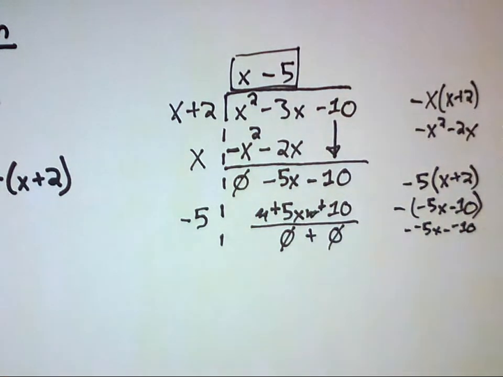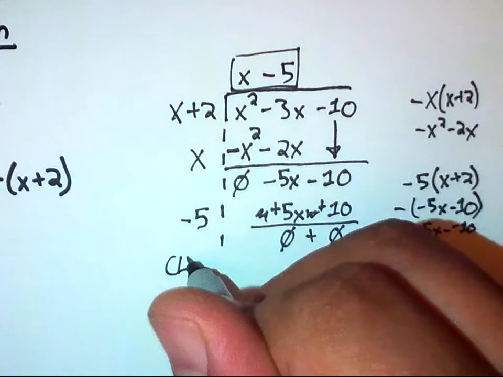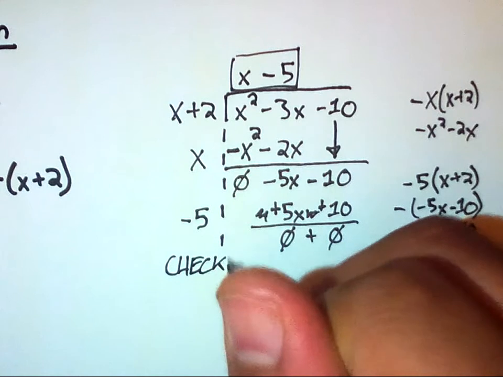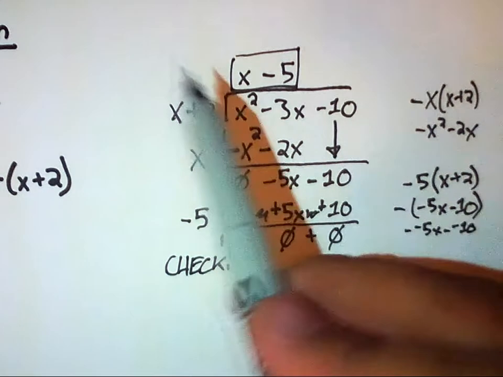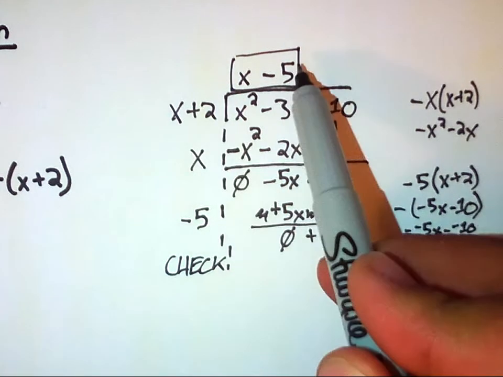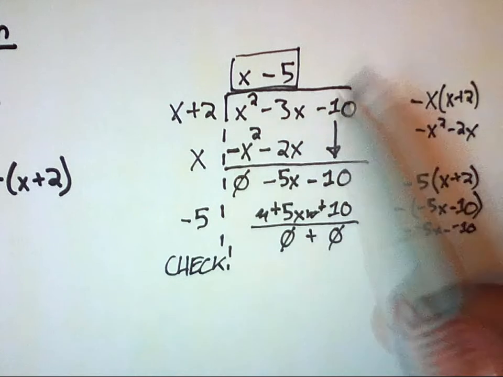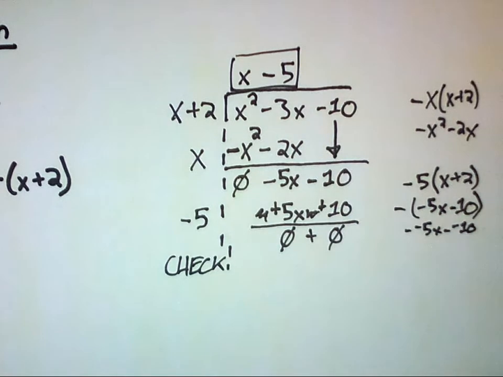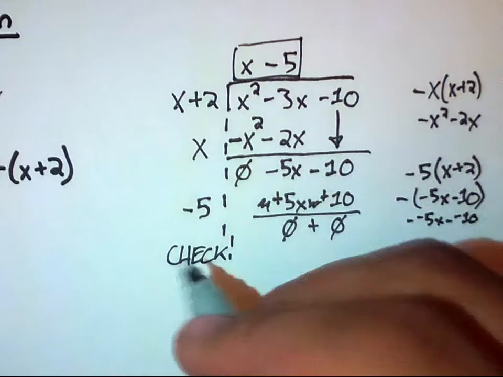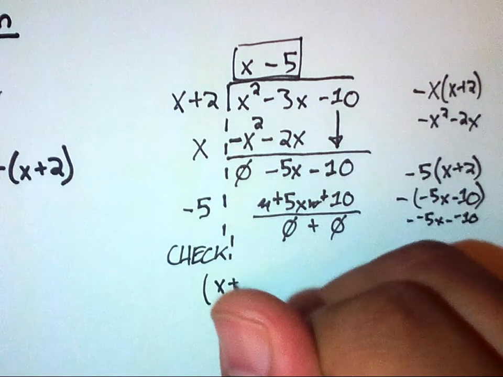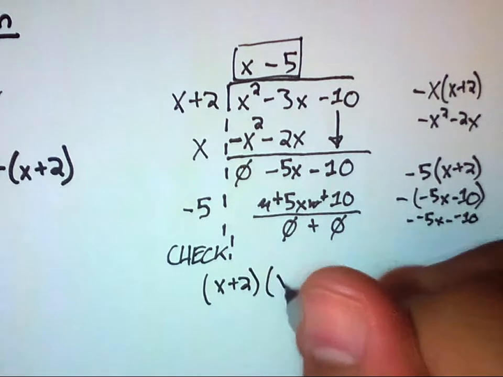Now, again, that might have been absolutely mind-blowing, and I understand. But fortunately with this stuff, it's actually fairly simple to check. What I'm going to do is take what I divided by and multiply it by my answer. I should get the original polynomial inside. So let's take a quick look. We're going to go ahead and do x plus 2 and x minus 5.